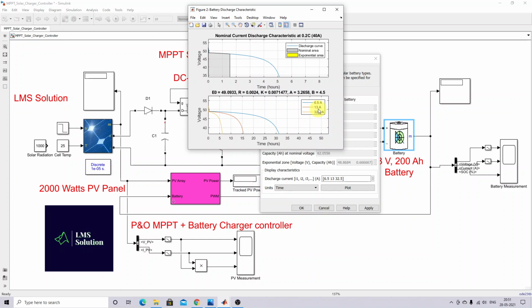If you are going to connect a 13 amps load, right? It will take around 16 hours to fully discharge. If you are going to connect a 32.5 amps load, then it will take around 6 hours to fully discharge. Okay, so depending upon the load current, the discharging time decreases. Okay, so this is the discharging curve for that particular battery.